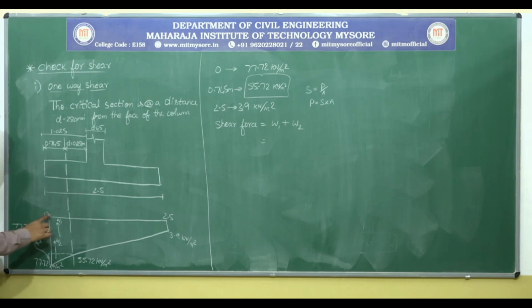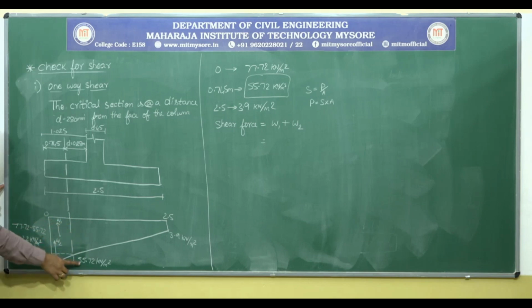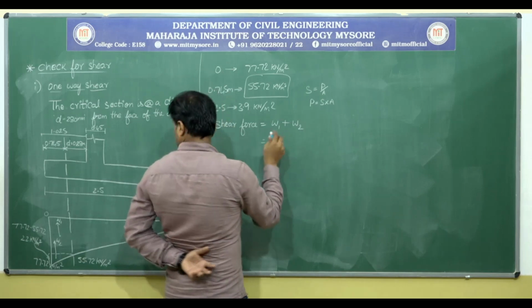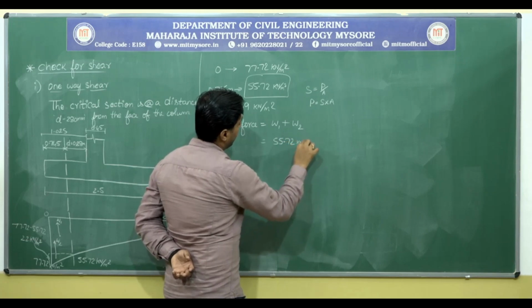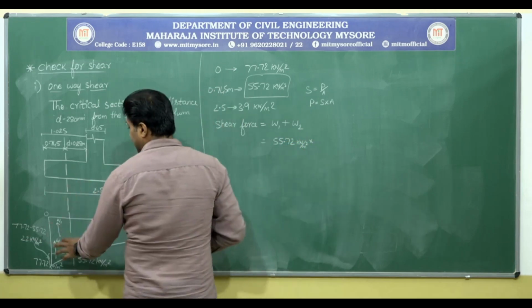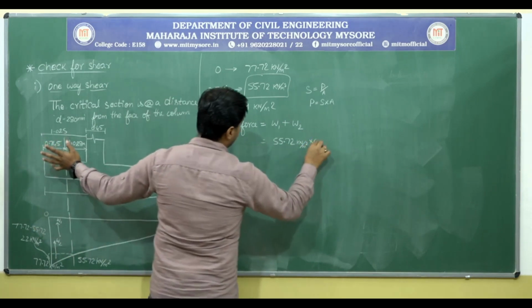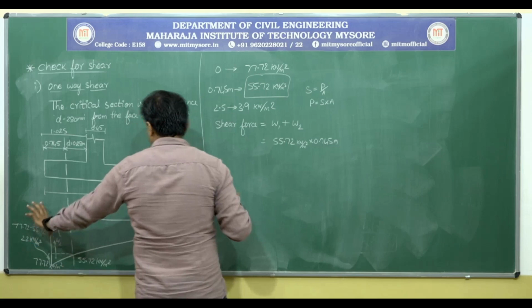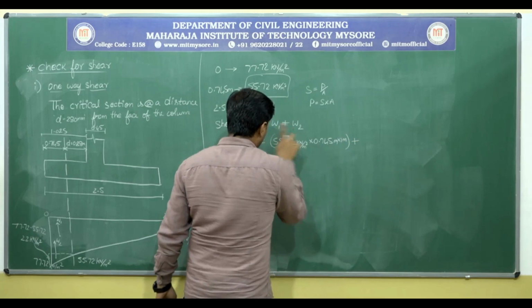So how to calculate this W1? W1 is stress into area. What is the stress for this rectangular portion? For the rectangular portion, the stress is 55.72 kilonewton per meter square into area. How to calculate the area? This distance is nothing but 0.745 meter into, what is the depth it has gone? We don't know, we'll assume it as 1 meter. So that is stress into area, and plus one more, W2 is there.